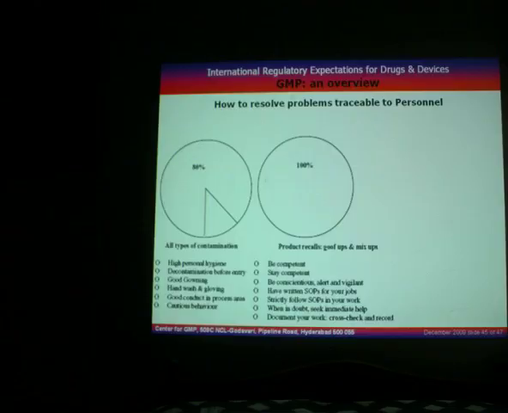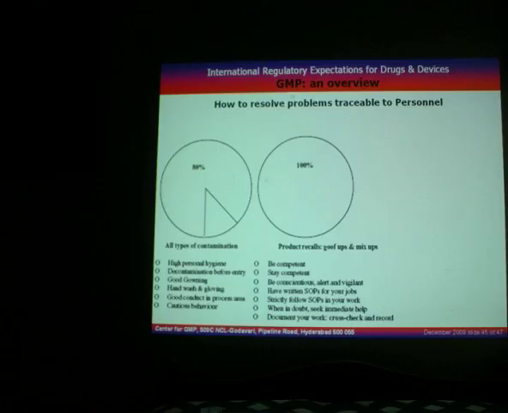Now what can you do? You have to remain competent. You have to be vigilant. You have to be conscientious. You have to be alert. First, you insist on written SOPs for your job and then strictly follow the SOPs in your work.